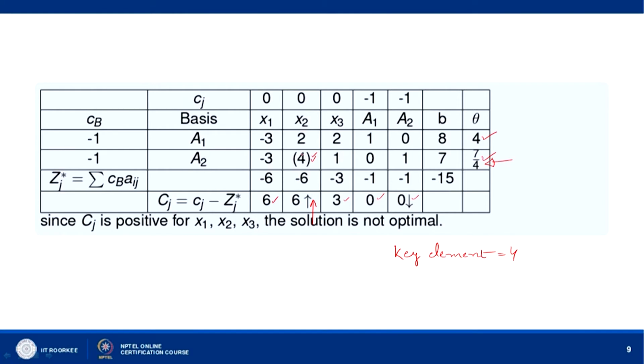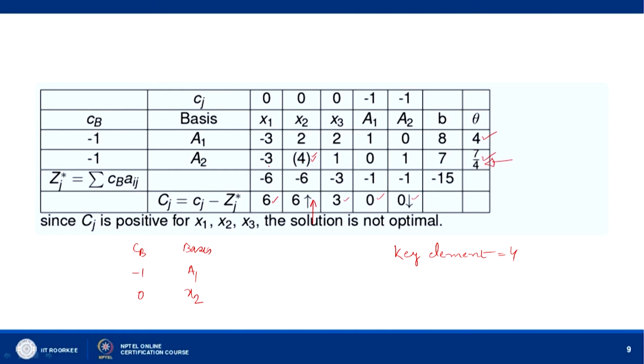X2 is then the incoming variable, A2 is the outgoing variable. So, in the new table, Cb will be minus 1, and the basis will be A1 and A2 will be replaced by x2, with coefficient of x2 being 0. And the key row elements will be divided by 4 to make this key element unity.